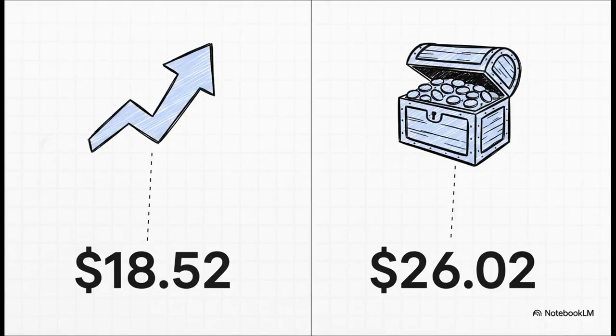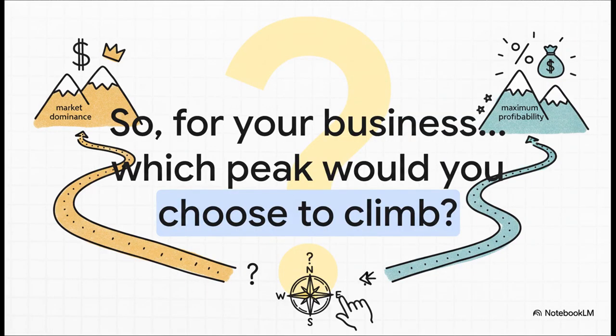It's all about strategy. That lower revenue maximizing price of $18.52, that's your play for growth. It's about grabbing market share, getting your product into as many hands as possible. But that higher profit maximizing price of $26.02, that's a strategy for stability and financial health. It's about making your bottom line as strong as possible. In the end, the data doesn't just hand you the answer. It gives you an informed choice.